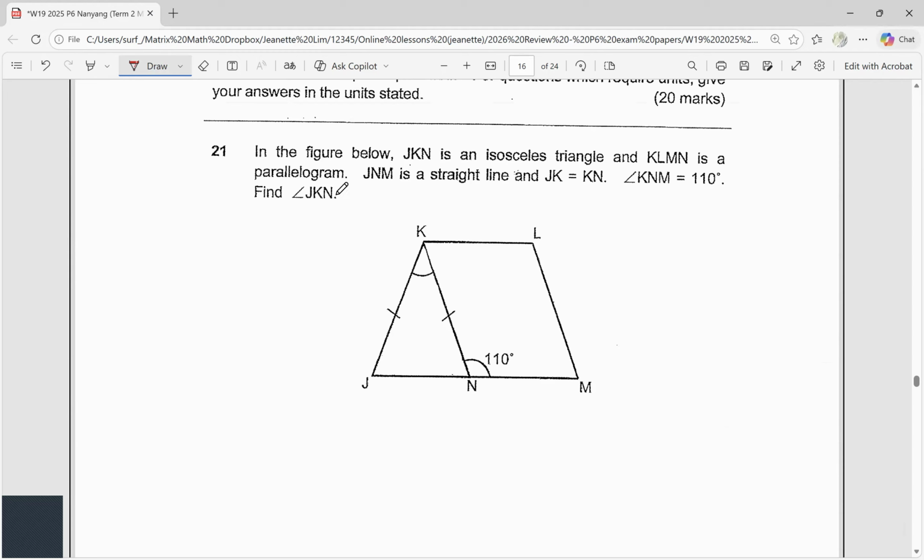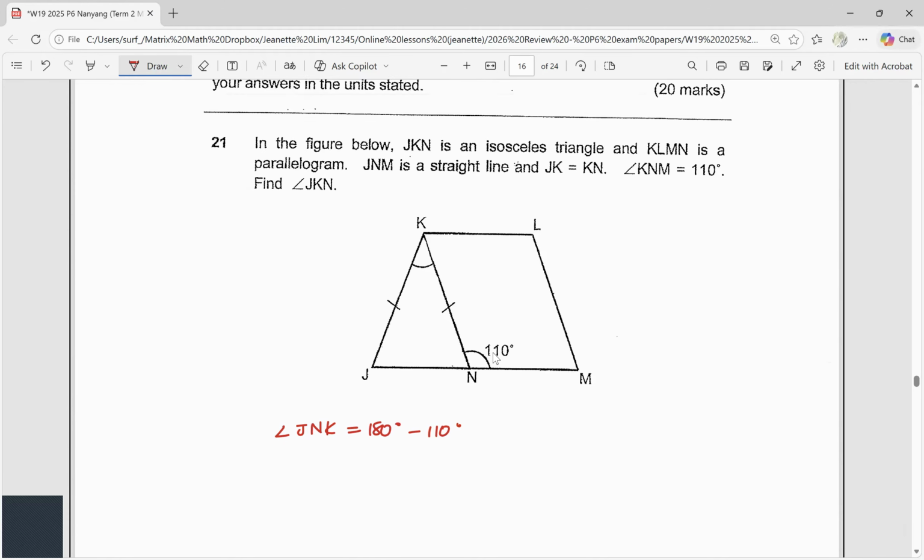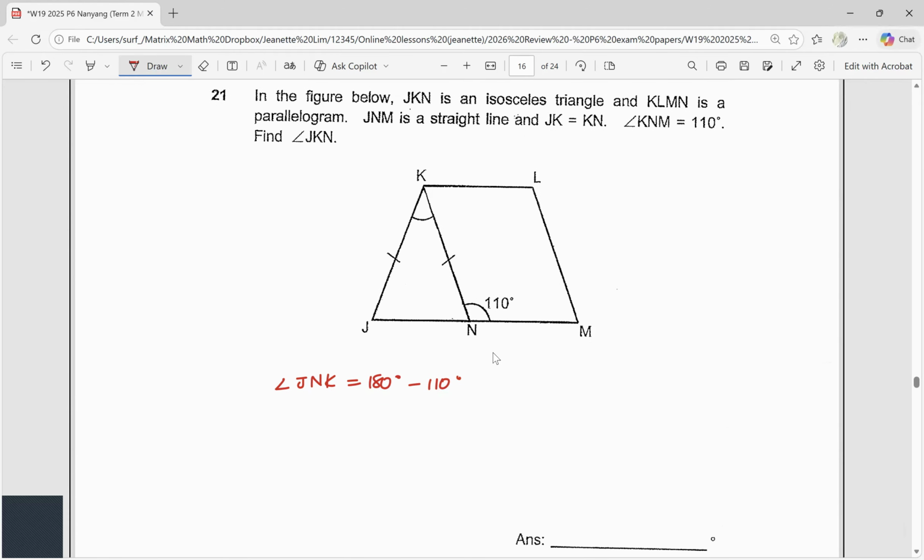Find JKN, this angle marked out over here. Okay, this is a straight line. If you want to find this angle here, that will be 180 minus 110. Okay, so angle JNK, 180 minus 110, which is 70. So this here is 70 degrees.